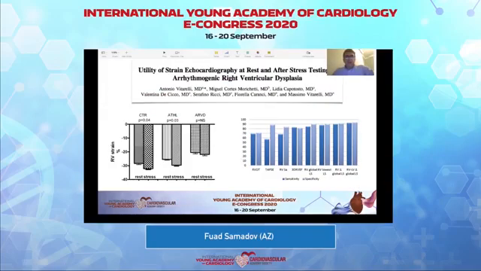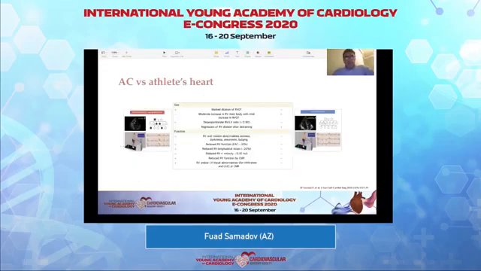And an important study showing that arrhythmogenic cardiomyopathy patients have reduced strain values at rest and also after stress testing, and they showed a blunted increase in right ventricular strain values with stress testing.